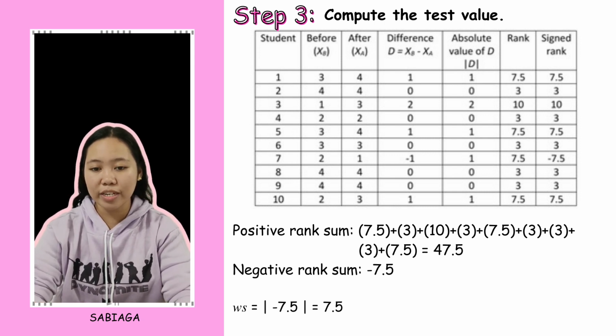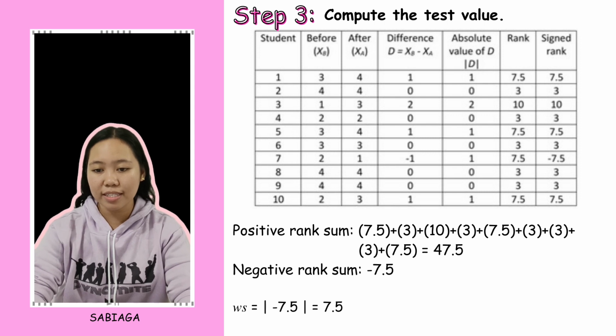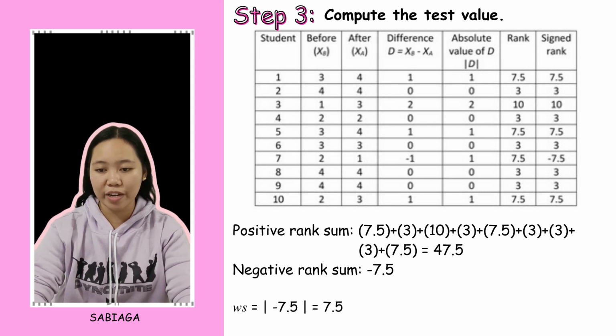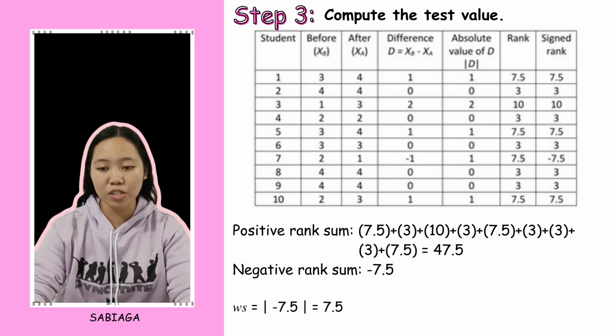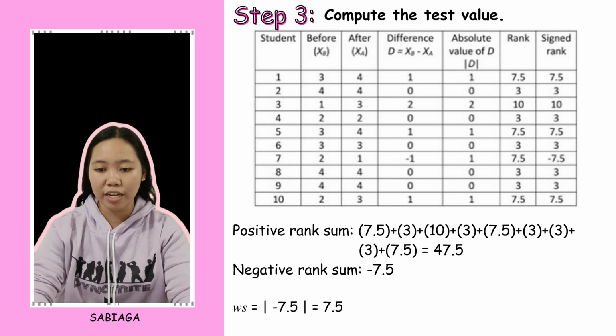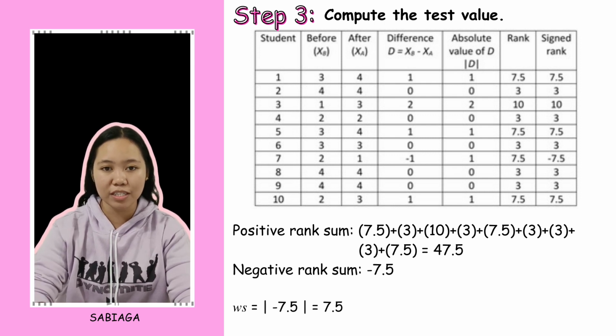Next, we need to get the sum of the positive ranks. For the positive ranks, we have 7.5, 3, 10, 3, 7.5, 3, 3, 3, and 7.5, which have a summation of 47.5. And for the negative rank, we only have negative 7.5. So for WS, we need to get the absolute value of the negative rank sum, which is 7.5, and that is our test value.